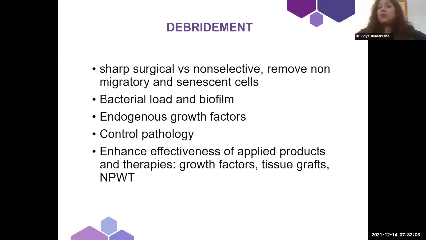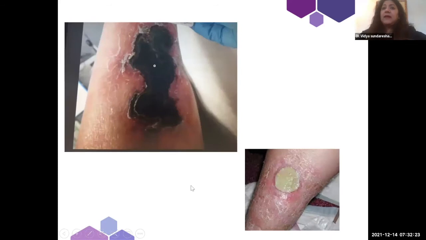All right. And then like I was saying, the endogenous growth factors are flowing in every time you're debriding, and you're controlling pathology with the bacterial bioburden. If there is any infection, the pathology is also controlled. So a lot of advantages there with the debridement. This is the kind of wound that I would definitely debride.